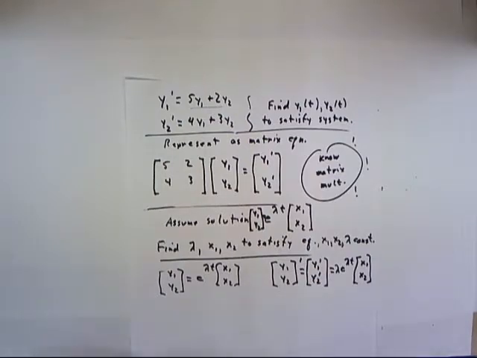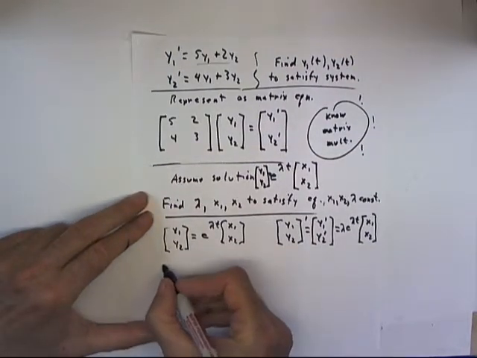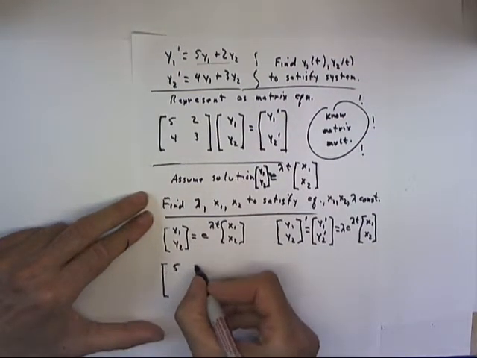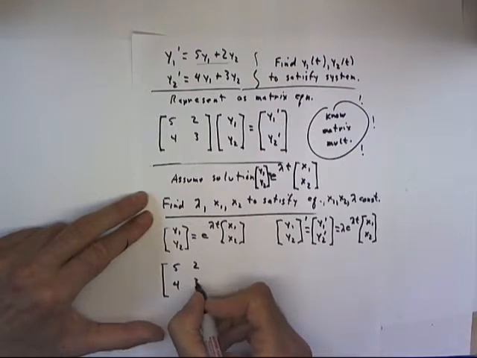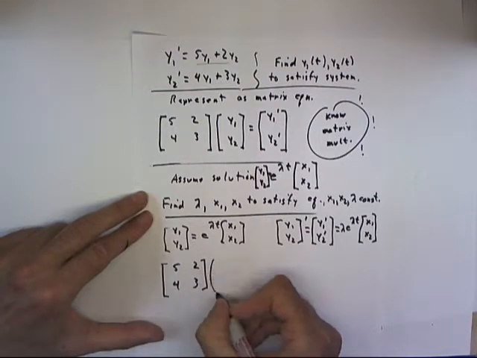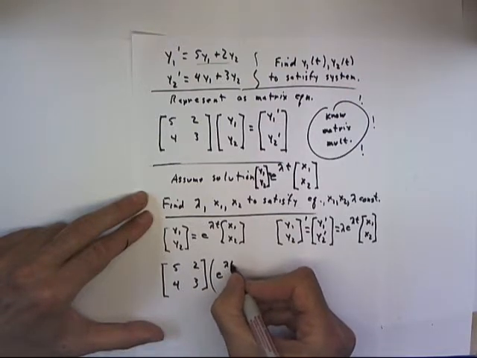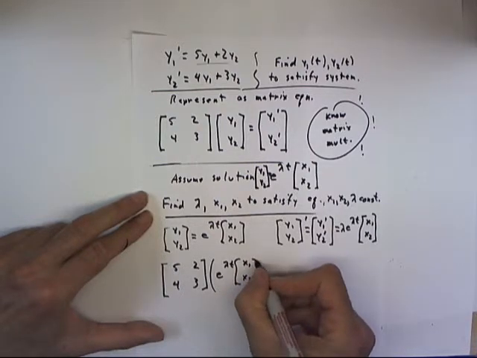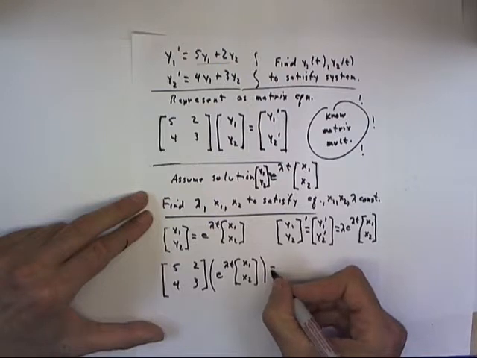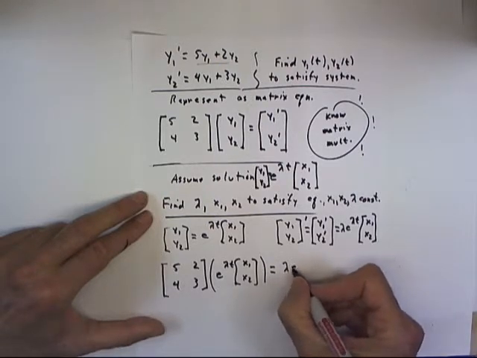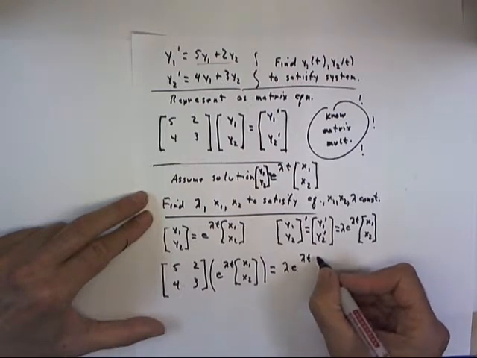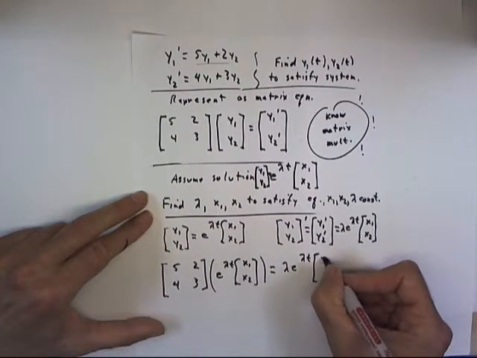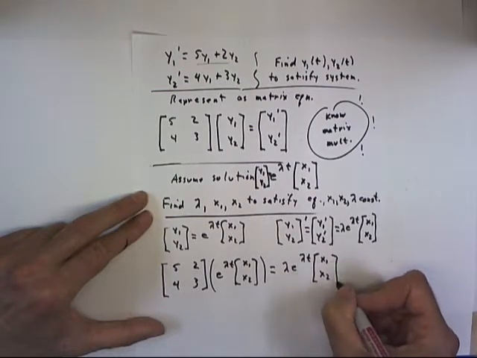Now our matrix equation becomes 5, 2, 4, 3 multiplied by e to the lambda t times x1, x2 equals lambda e to the lambda t multiplied by x1, x2.